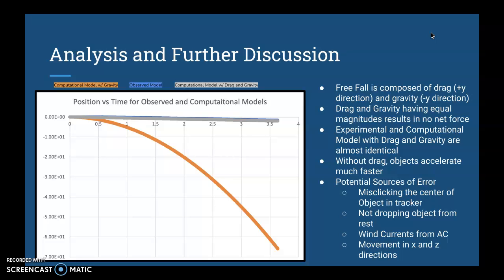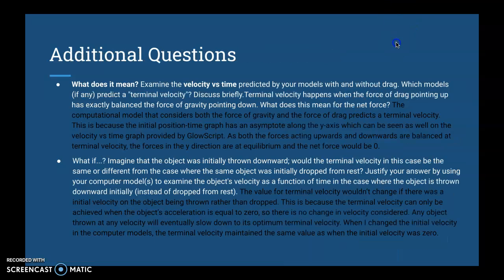Some potential sources of error within this lab were that I misclicked the center of the object in Tracker, that I did not drop the object from rest, that wind currents came from the AC, and there was movement of the paper bowl in the X and Z directions.